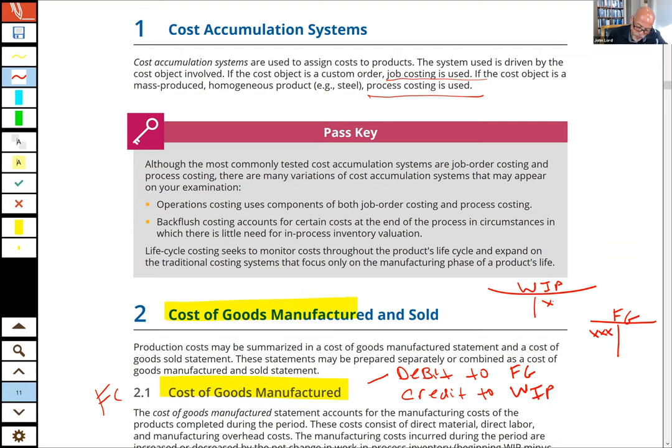In other words, it is the amount of work that we have finished for the period. Once something is not work in process anymore, what do you do? You take it out of work in process and put it into finished goods. That's it. By definition, cost of goods manufactured is the amount that comes out of work in process and goes into finished goods. In other words, it is the cost of goods that we have finished for the period.